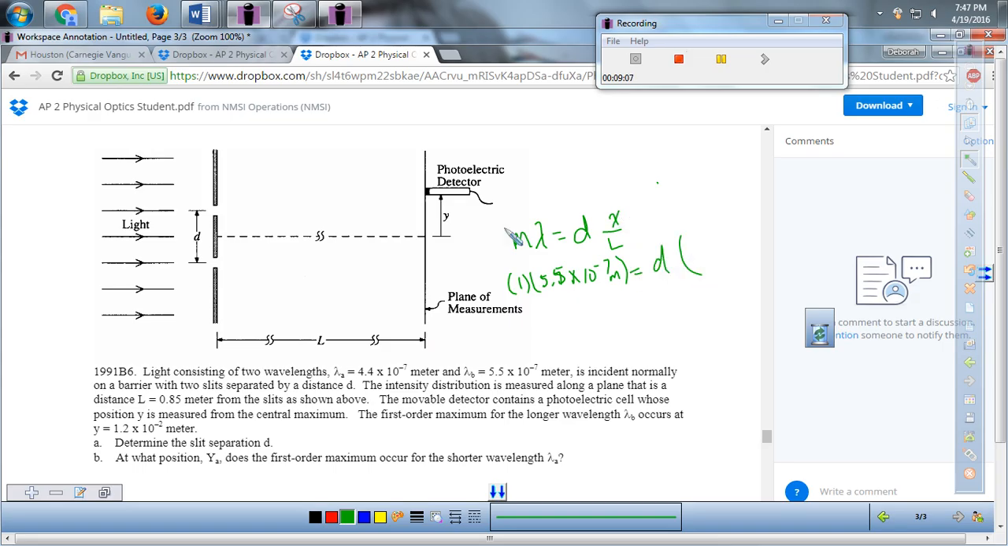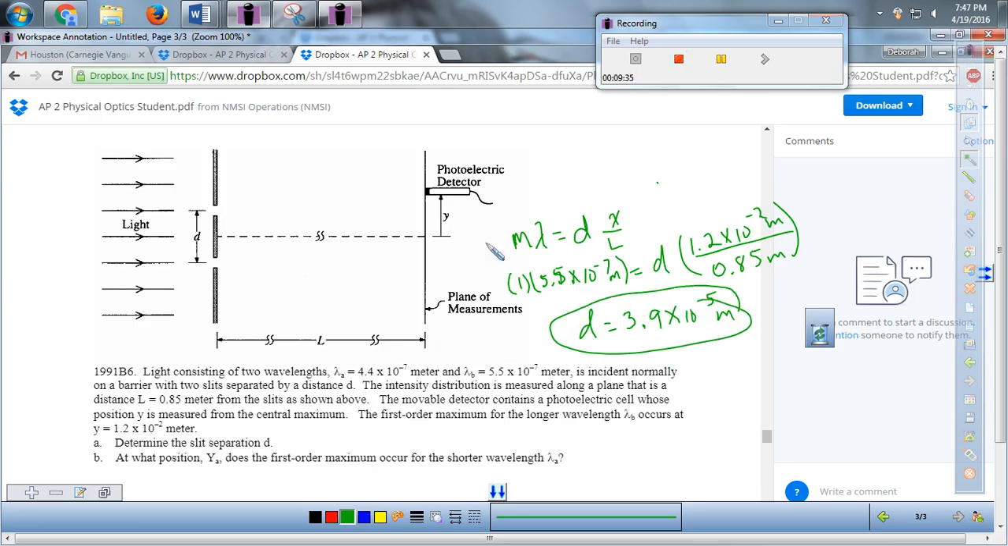And then they tell us from here to here is a distance of 1.2 times 10 to the minus 2 meters, and that from here to here is 0.85 meters. So if I do the math correctly, I got my distance of separation to be 3.9 times 10 to the minus 5 meters. So that was part A.